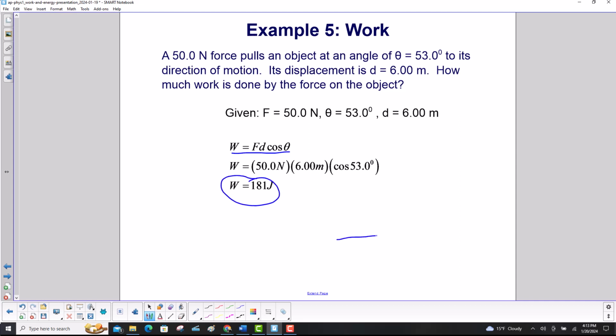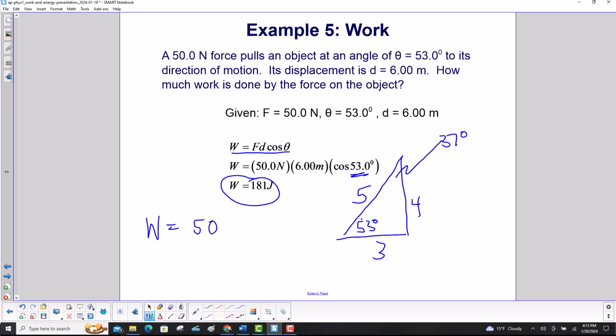There's another way to do this without using your calculator. If we recognize here, this is 53 degrees, which means this over here is 37 degrees. That is the famous 3, 4, 5 right triangle. So if we wanted to not use our calculator, now this is approximate, right? It's not exactly 53 degrees for our 3, 4, 5 triangle, but it's close enough. So I'll have 50 newtons times 6 meters times the cosine of our angle, which is going to be 3 over 5, adjacent over hypotenuse. So 5 into 50 goes 10, 10 times 6 is 60, 60 times 3 is 180.